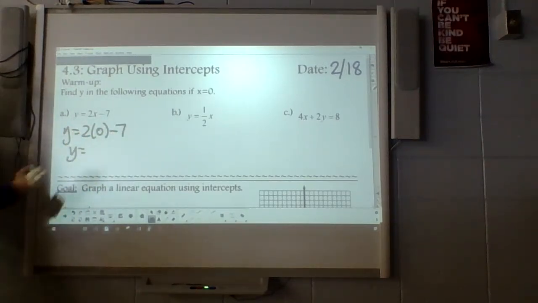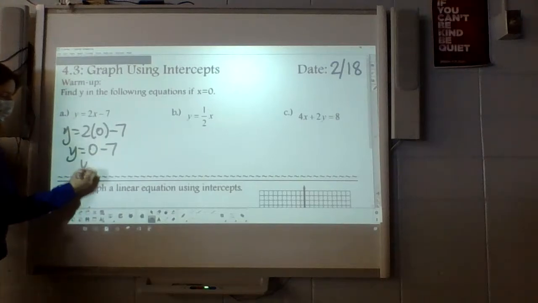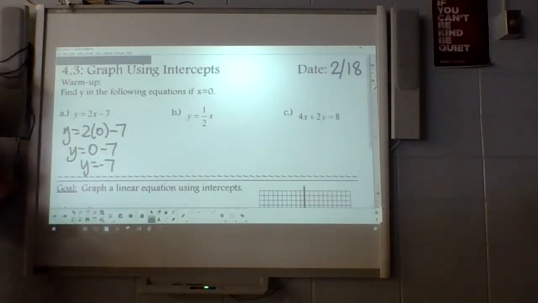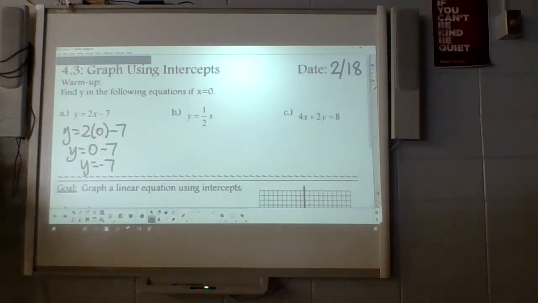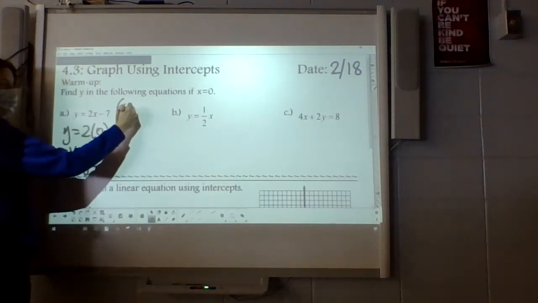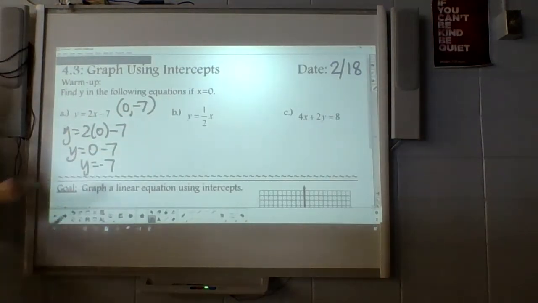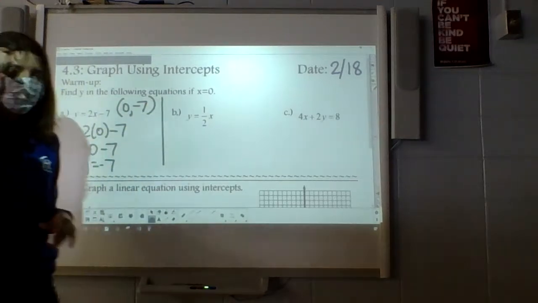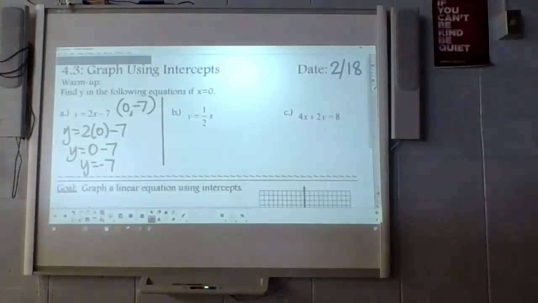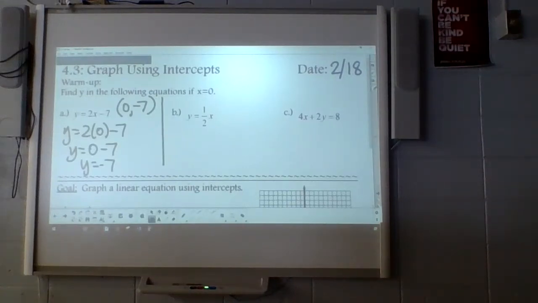So 2 times 0 is 0, minus 7. So y would be negative 7. If I wanted to put that on my graph, the point would be (0, -7) for that first one. So just substituting that x value in, and if you didn't write it as a coordinate point, perfectly fine. Eventually we're going to graph that point.